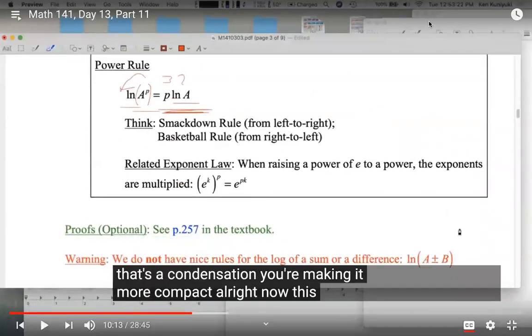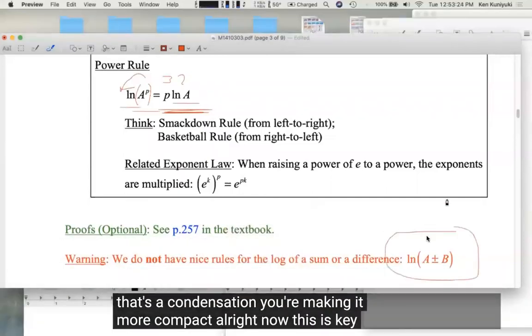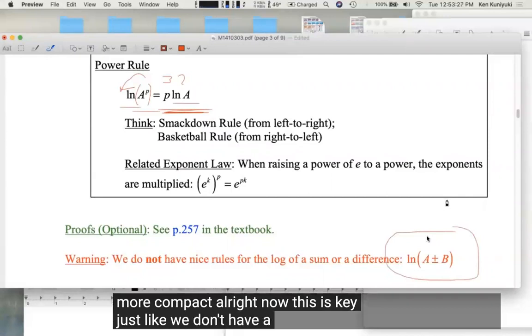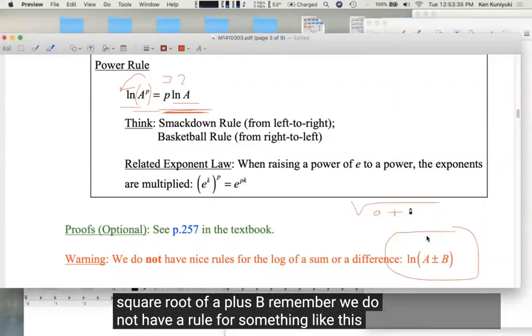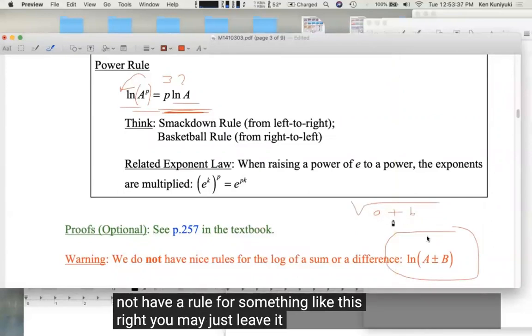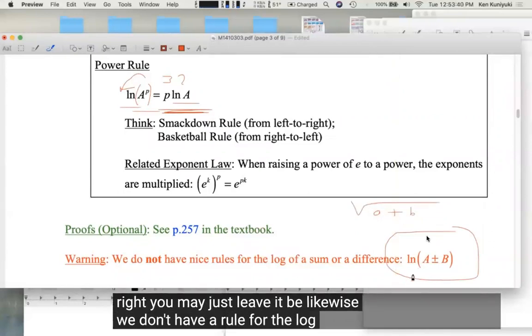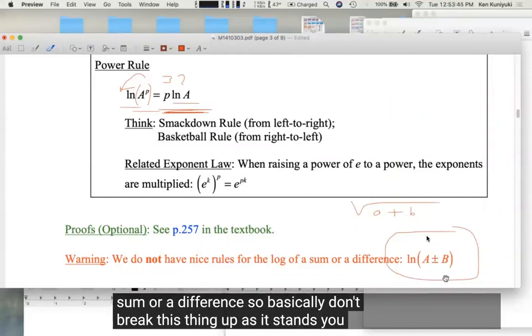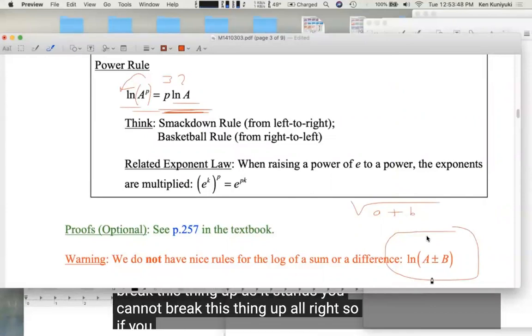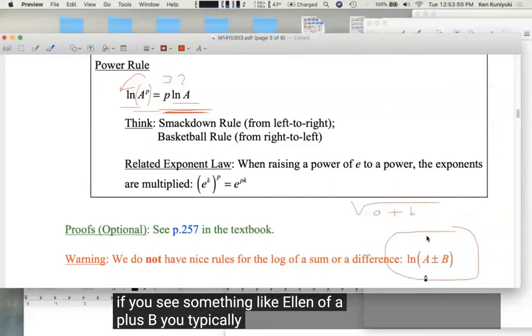Now, by the way, before I go on, this is key. Just like we don't have a rule for the square root of a plus b, remember we do not have a rule for something like this. You may just leave it be. Likewise, we don't have a rule for the log of a sum or a difference. So basically, don't break this thing up. As it stands, you cannot break this thing up. So if you see something like ln of a plus b, you typically leave it.